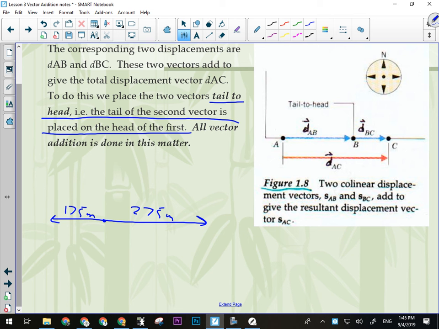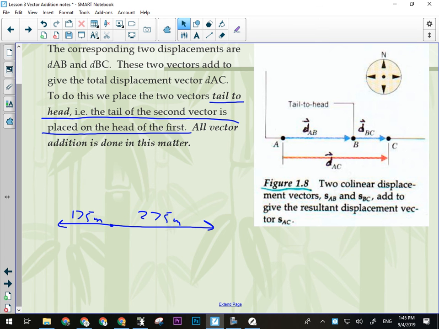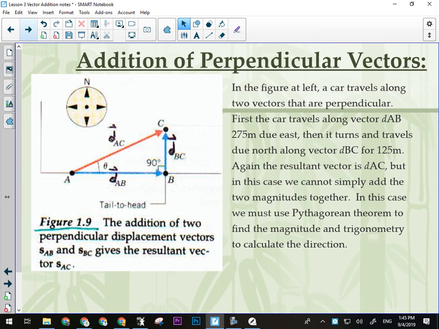I have to draw this on the end of this one. Okay? Proper vector addition would be done by drawing the 175 onto the end of the first one. Everybody okay with that? All right, the perpendicular ones. I kind of drew one a minute ago here just to show you what it looks like.